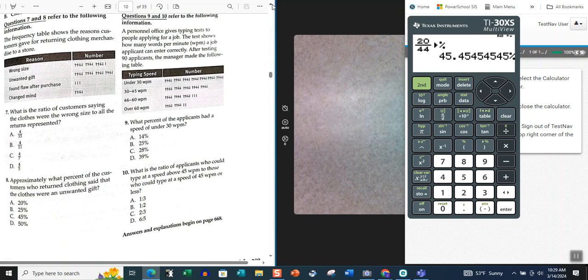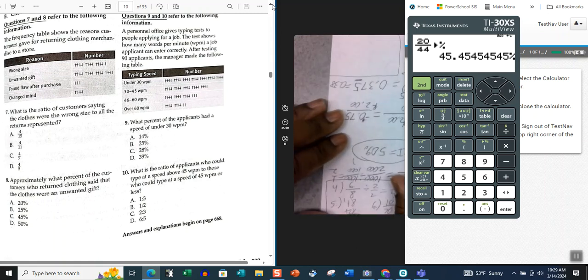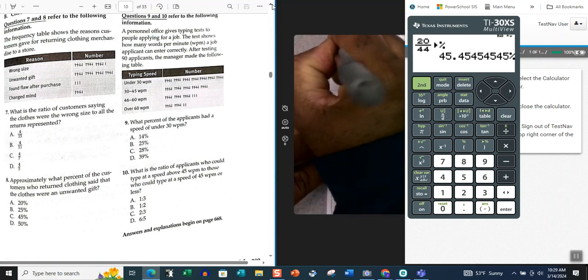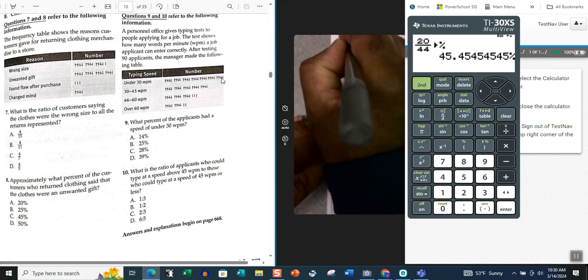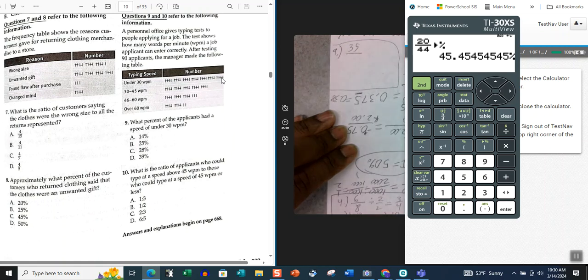Now for number 9, what percent of the applicants had a speed of under 30 words per minute? So what we would need to do for problem number 9 here, we will count the under 30 words per minute. We have 5, 10, 15, 20, 25, 30, 35. And we would divide that by the total amount of applicants. So we had 35 over 90.